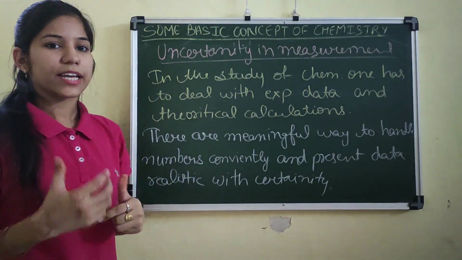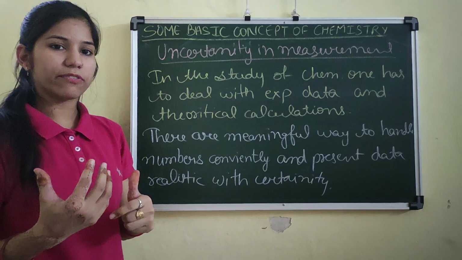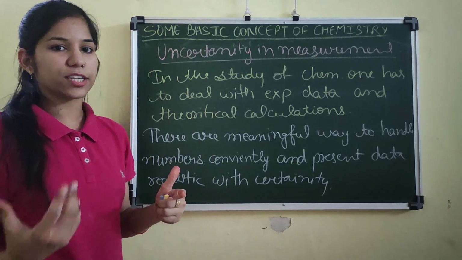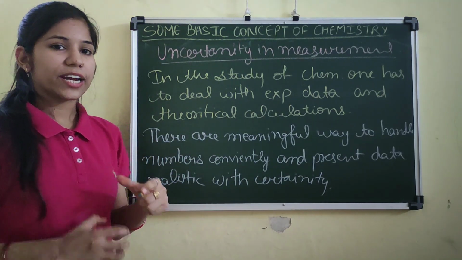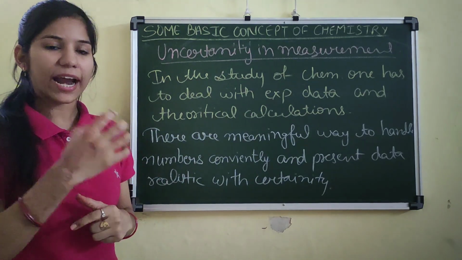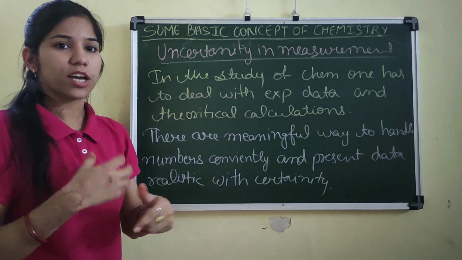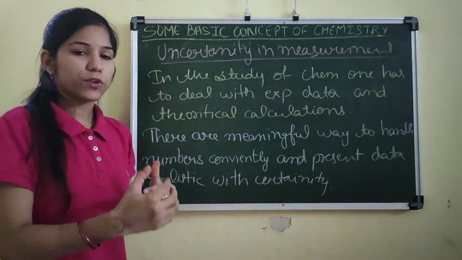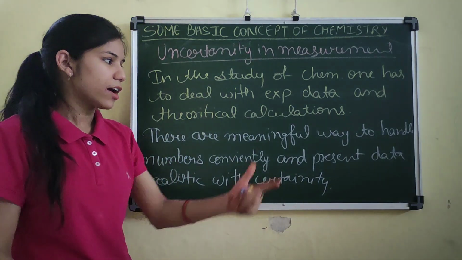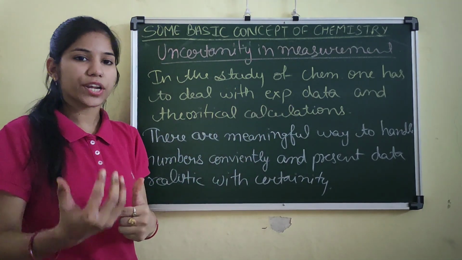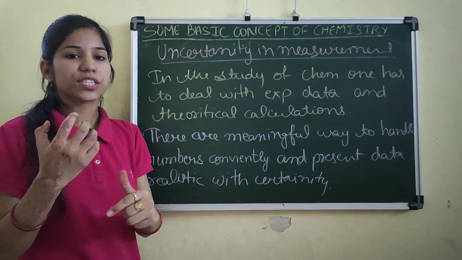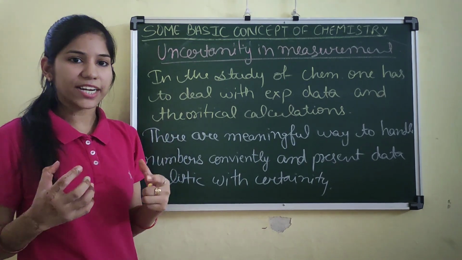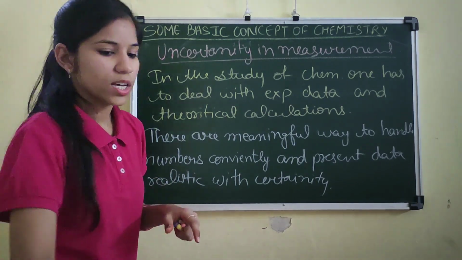When we study chemistry, we deal with experimental data and theoretical data. There are some meaningful ways to handle these calculations and numbers, which are very convenient and present data realistically and with certainty. Scientific notation can be used for this.